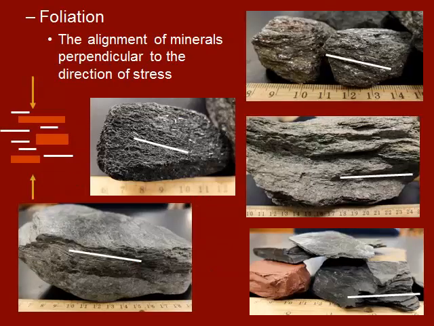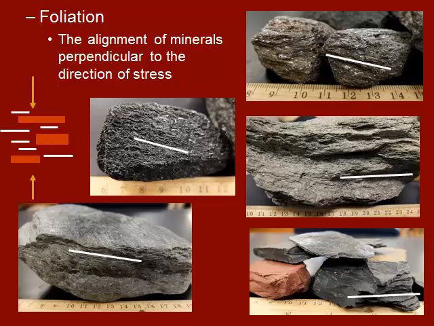So, foliation. Foliation is the alignment of platy minerals that are perpendicular to the direction of stress. So here I've got this diagram where I have the yellow arrows squishing that rock, and then you can see the minerals are aligning themselves perpendicular, at a right angle, to that stress. And in our rocks here, I've got the white line on each of these metamorphic rocks.